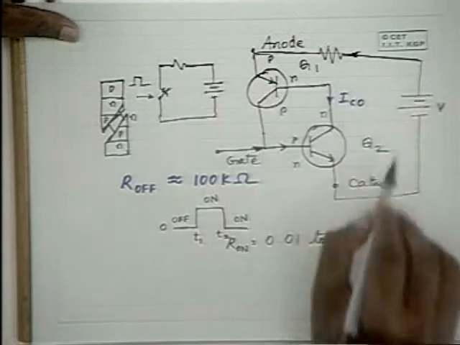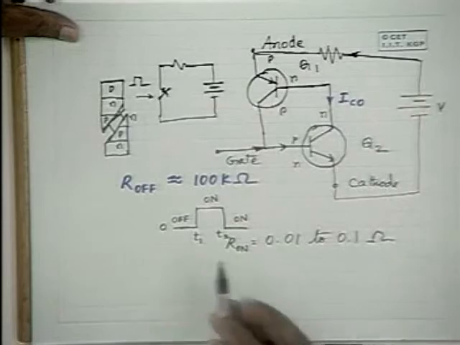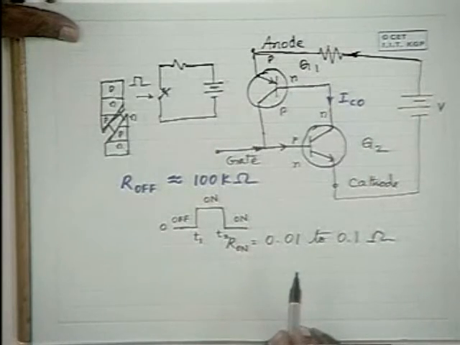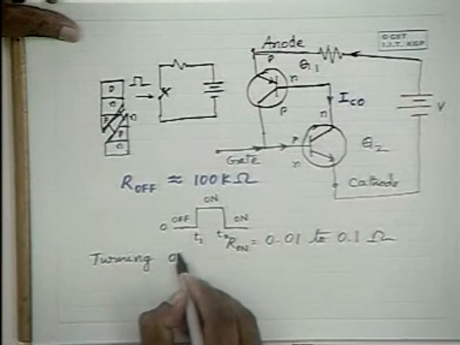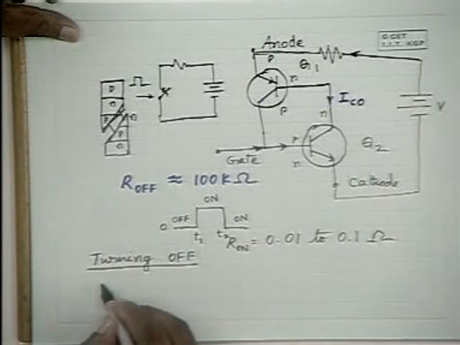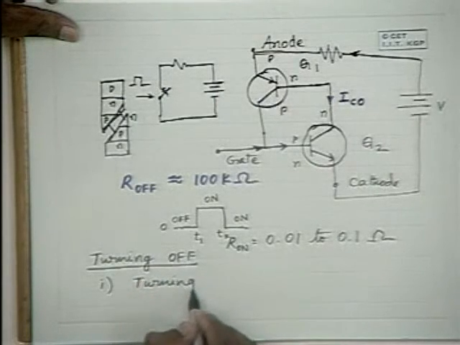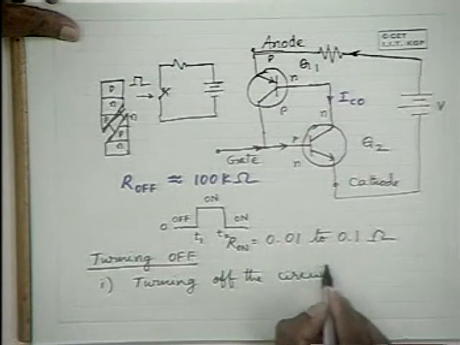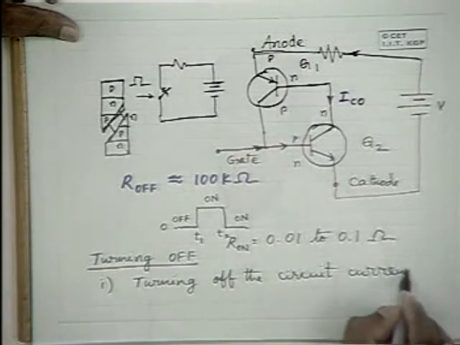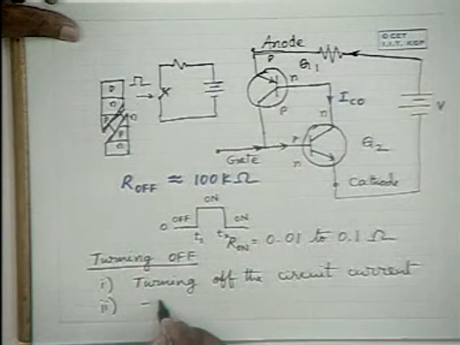Now, once the SCR is on, how to turn it off? Turning off can be done by two ways. It can be done either by turning off the circuit current, or by applying a negative potential at the gate.